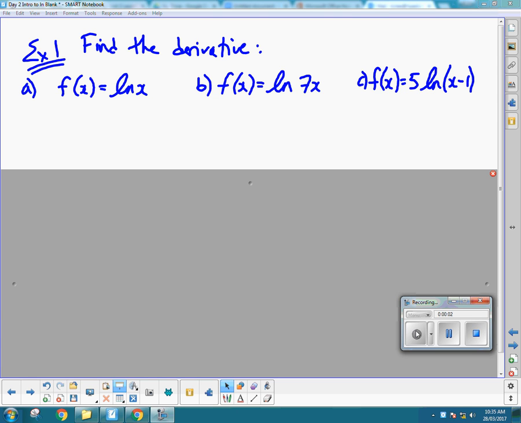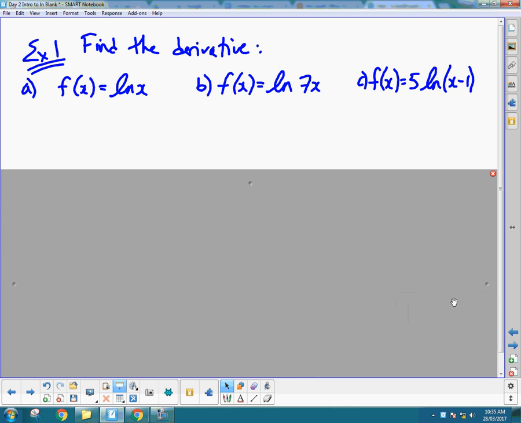Now that we know the derivative of ln x is 1 over x, we can actually find the derivative of more complicated ln functions. So you should have these questions on your sheet there, so we'll just quickly run through them. The first one: if f of x equals ln of x, then of course f prime of x is 1 over x. Done. So we know that one.